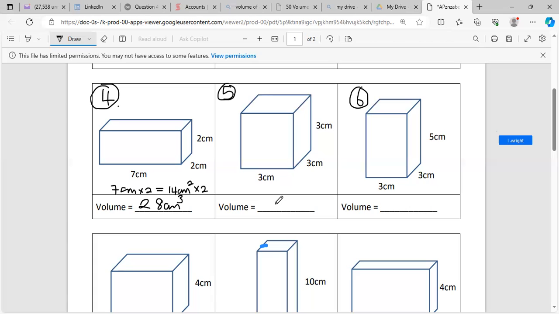Okay, sir, can I do it now? You can go ahead. Okay, so the first thing we would do, my way of doing it, is multiply 3 by 3, and that equals 9. Then I multiply 9 by another 3. Then I get 27 centimeters cube. Very good. This one is a cube, so all the sides are the same. So it will be 27. We did this one in class already also. So it will be 27 centimeters cube.